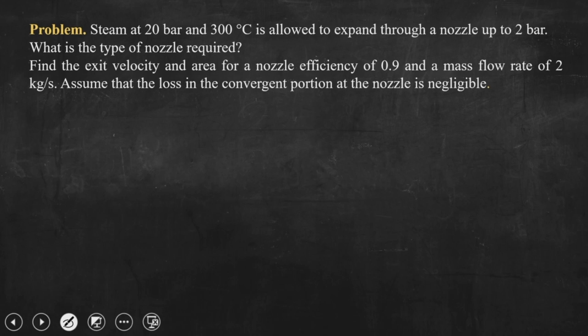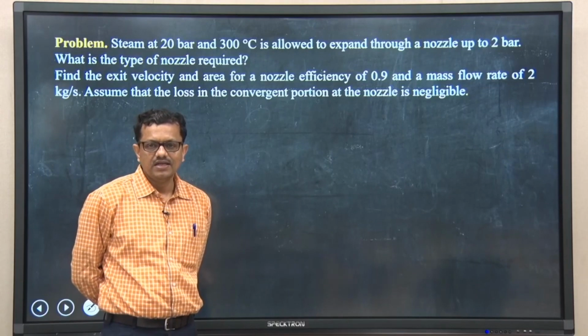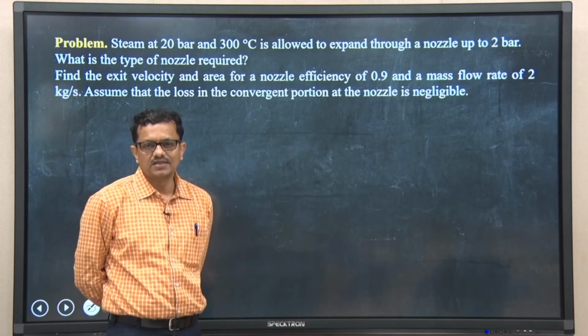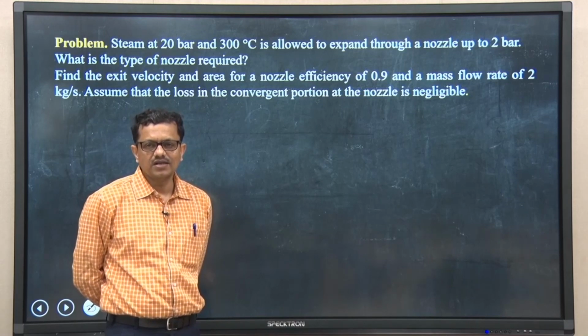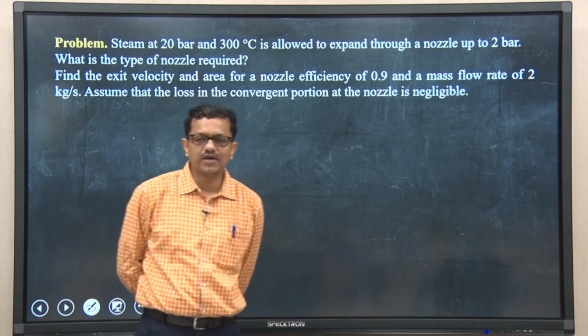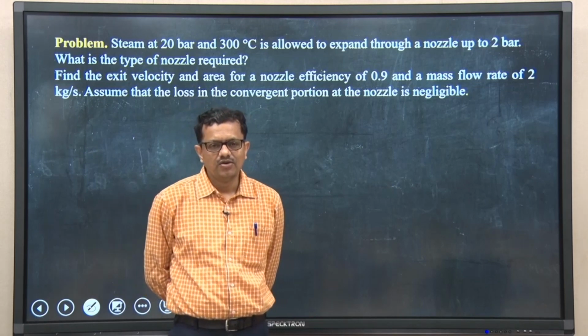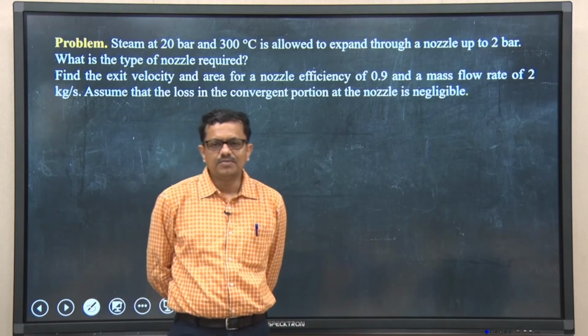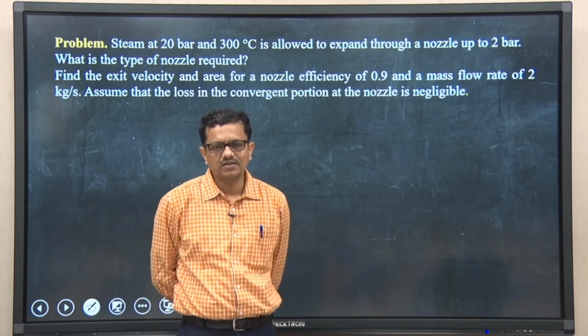It is written, steam at 20 bar and 300 degree Celsius is allowed to expand through a nozzle up to 2 bar. What is the type of nozzle required? So, this is the first part of this problem. That means, inlet pressure is given, inlet temperature is given, and also exit pressure is given. You may recall in the last class when we talked about the nozzle efficiency, identifying several factors that affect it, we discussed that inlet pressure is fixed, outlet pressure is also fixed, and if the process is isentropic, then exit velocity is also fixed.